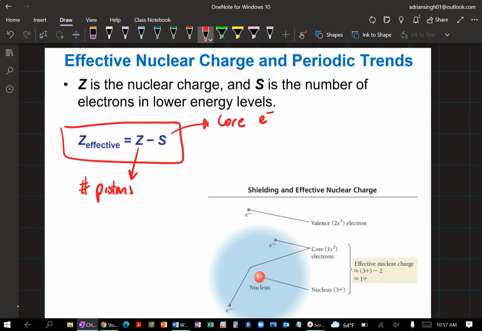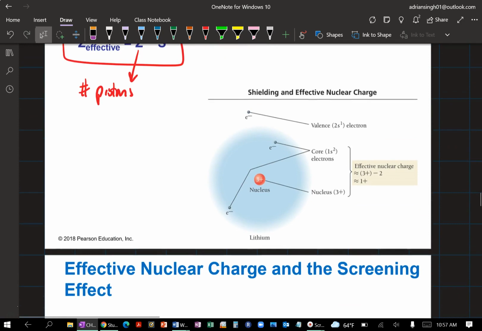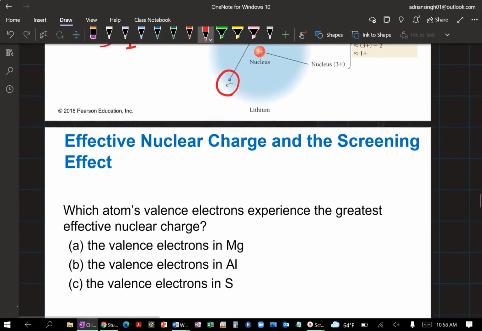All right, so for example, if we have a lithium atom over here with 3 electrons in it and 3 protons, the effective nuclear charge in this case that the outermost electron is going to feel or experience is going to be the number of protons, 3, minus the number of core electrons, and we have 2 core electrons here, so 1. So this outermost electron experiences not the full +3 charge, but it experiences a +1 charge, or a +1 pull towards the nucleus. Right? That's how we want to think of the effective nuclear charge.